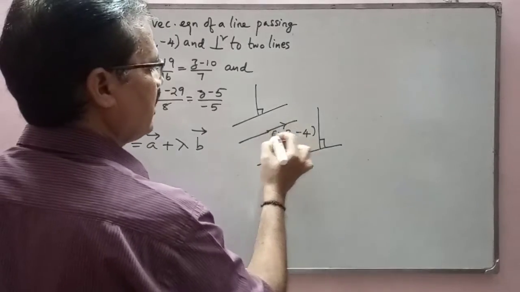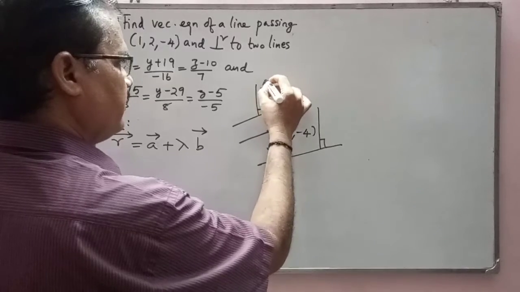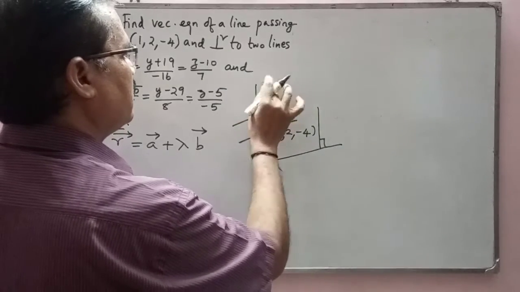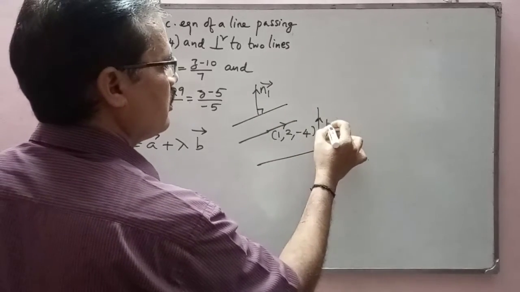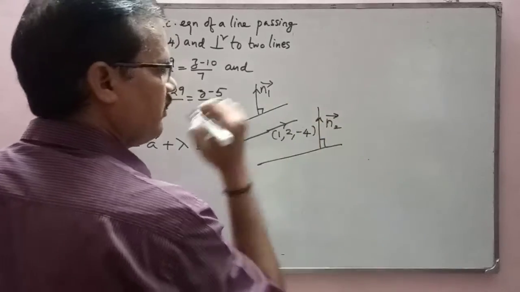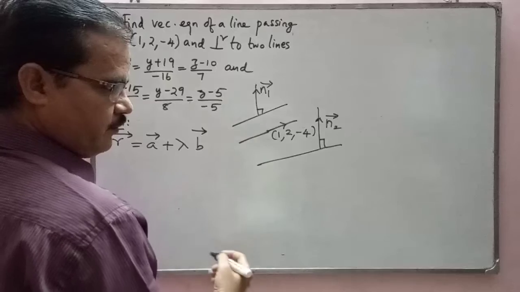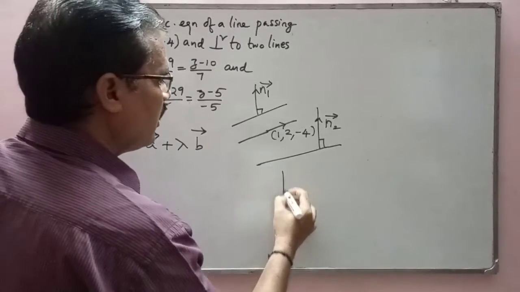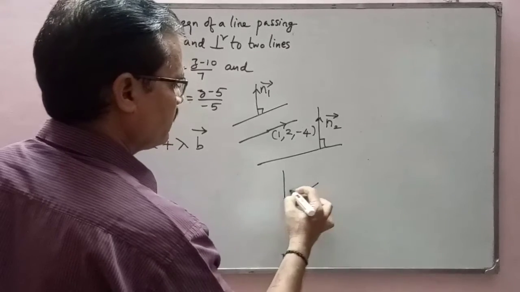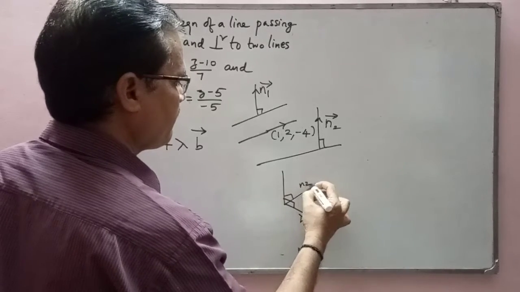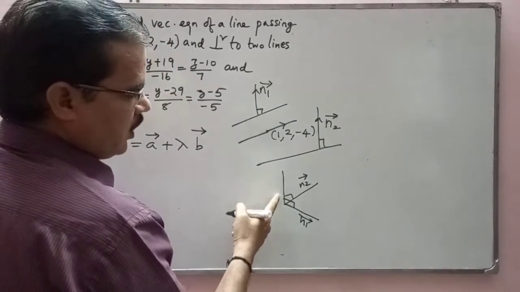Now, we see that our line is perpendicular to two vectors. If this is n1 vector direction, n1 is a normal vector. This is n2. Now, what is the direction of our line? We can see that these normals are also perpendicular to our line. So we can have a line which is perpendicular to n1 vector and n2 vector. Okay, children? So our line is here.